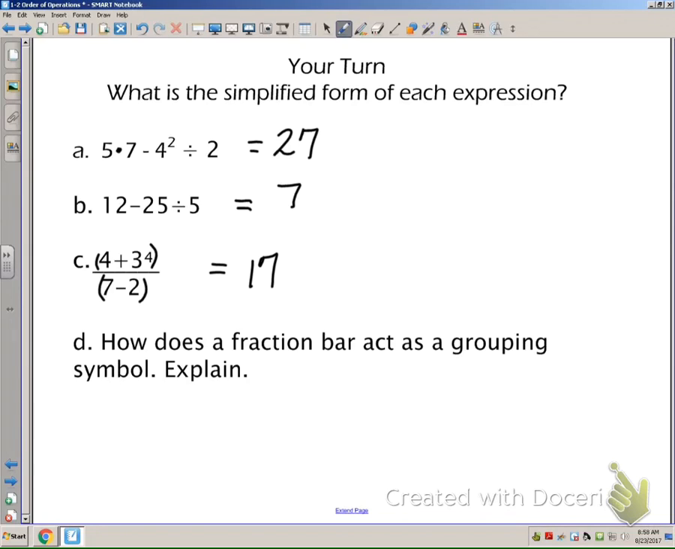So the last part said, how does a fraction bar act as a grouping symbol? There should be a question mark there. And explain that. So the way that it acts as a grouping symbol is the fact that we have to take care of what's on top and what's on bottom before we can actually divide. We simplify the numerator, the top, some important vocabulary. And then you simplify the denominator. And then you divide them. So that's how it acts as a grouping symbol.